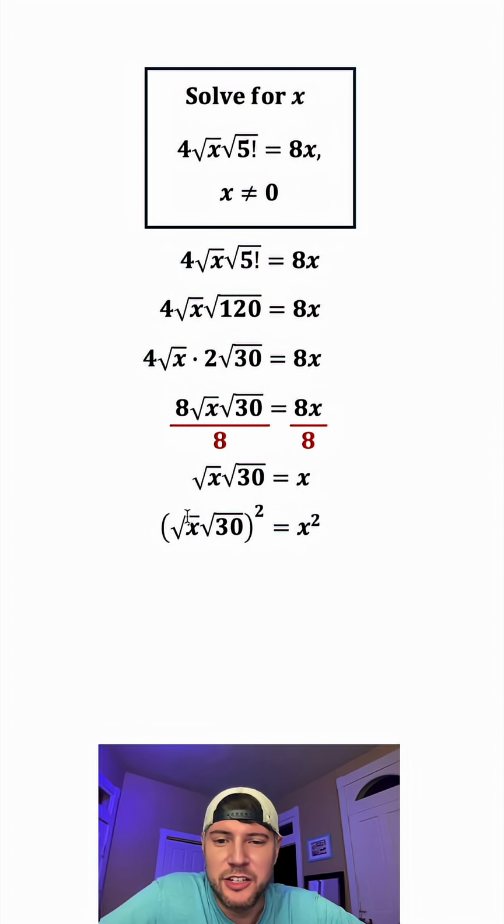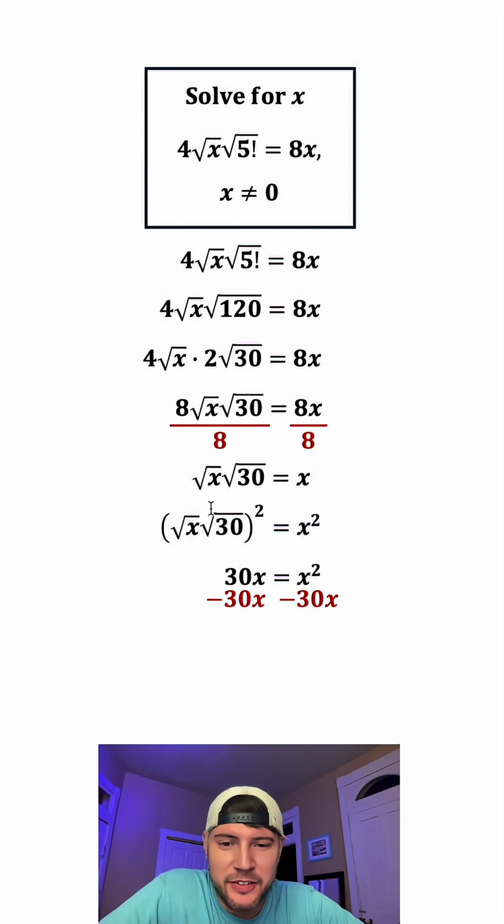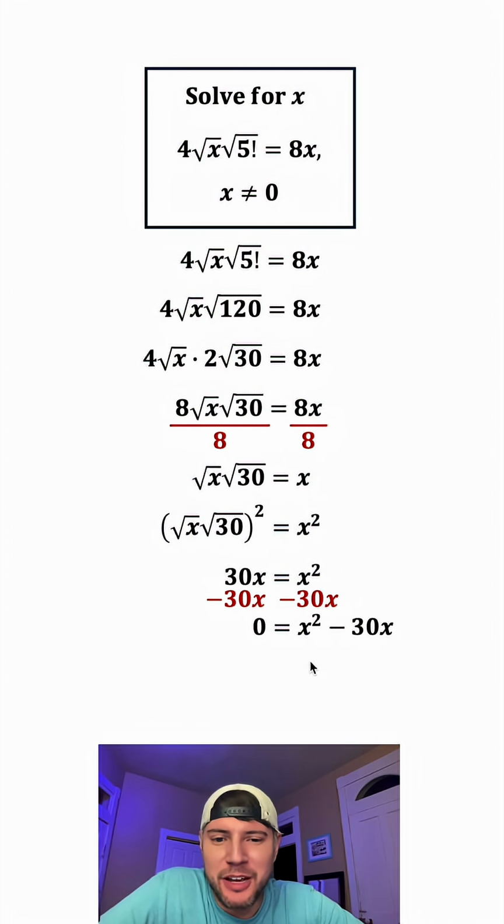On the left-hand side, these square roots and the square will cancel each other out, so we're left with x times 30. And we can rewrite this as 30x. And then on the right-hand side, we have x squared. Next, we can set this equal to 0. Let's subtract 30x from both sides. On the left-hand side, these cancel each other out, so we have 0. And on the right-hand side, we have x squared minus 30x.